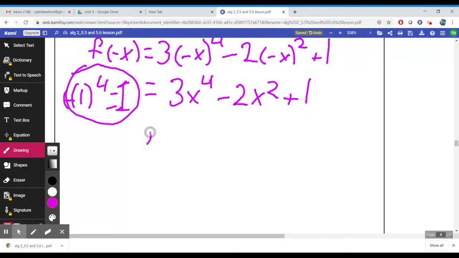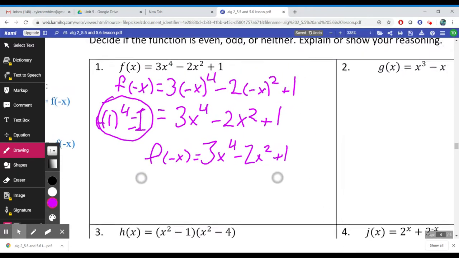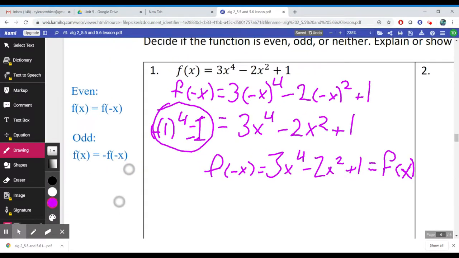So f of negative x then is equal to 3x to the 4th minus 2x squared plus 1. And if we take a look at what we started with here, they're the same thing. So because f of negative x is equal to f of x, we can then say that this function is even based on the definition of even functions that we have over here.